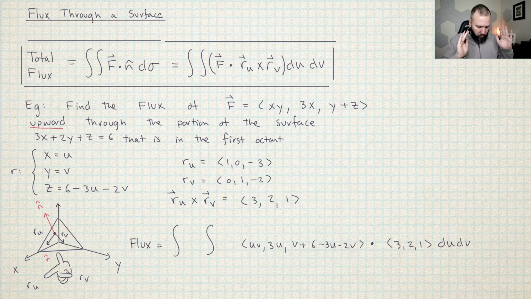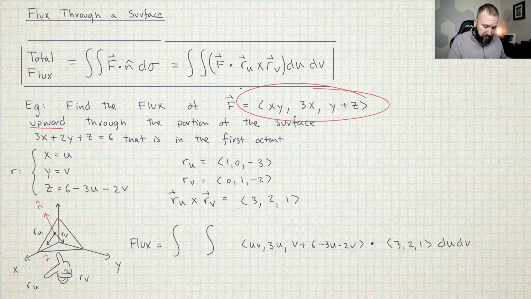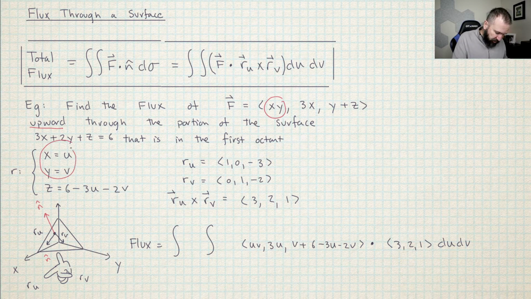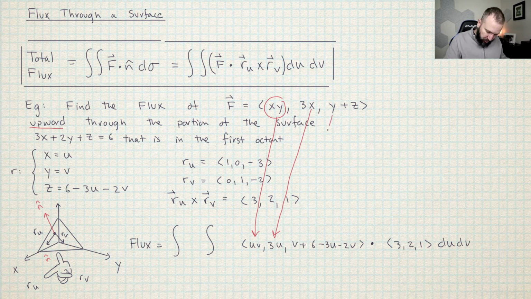Okay, we are so close to being done. Now, the formula is F dot r sub u cross r sub v. So finally, we are bringing the velocity field into play here. So this says xy. X is u, y is v, so this right here is xy. Then 3x, x is u, so here I have 3u. And then y plus z. So y is v, so there's y plus z, and there's z right there.